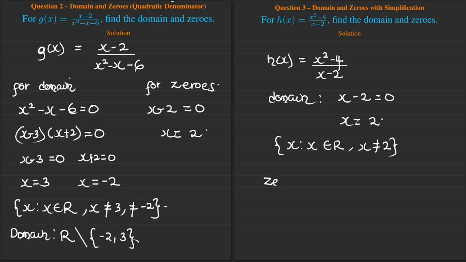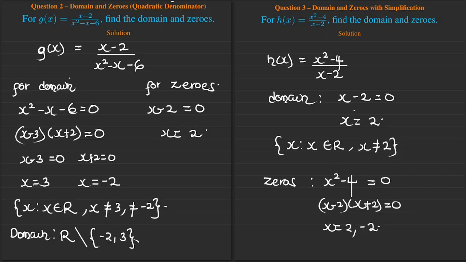With that said, let's look at the zeros. For the zeros, we equate the whole numerator to 0. Our numerator is x squared minus 4. If you want to rewrite this, it is a difference of two squares, that is x squared minus 2 squared. Hence, we can factorize it as x minus 2 and x plus 2. Equating to 0 and making x the subject, we have x equals 2 and x equals -2. These are the values that make our function 0.